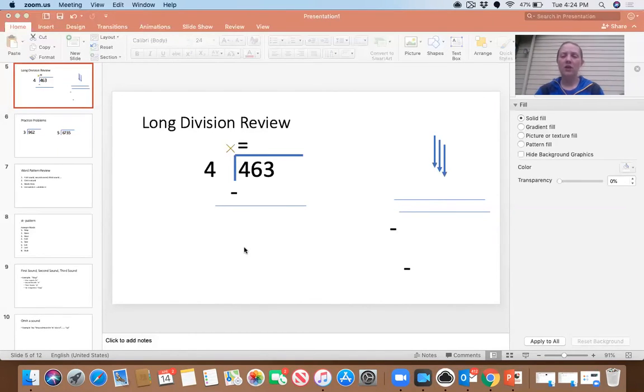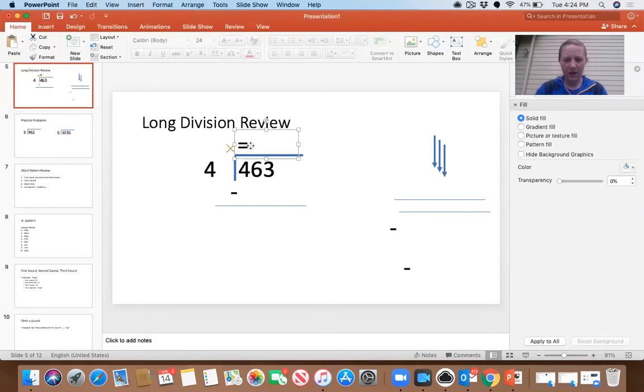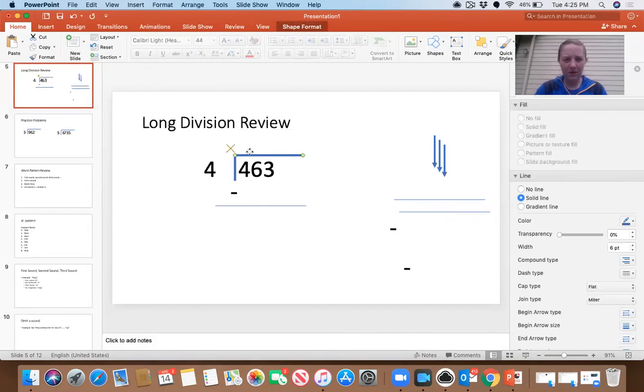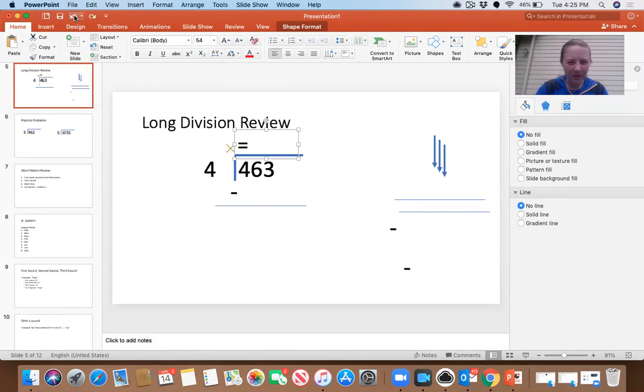So 4 times 1 equals 4. So I'm going to multiply 4 times 1. So I'm going to put a 1 right in here. Oh no, my text box disappeared. Hold on. Okay. So the first thing I'm going to do is 4 times 1. I'm going to put my 1 up there. And 4 times 1 equals what? 4 times 1 equals 4.